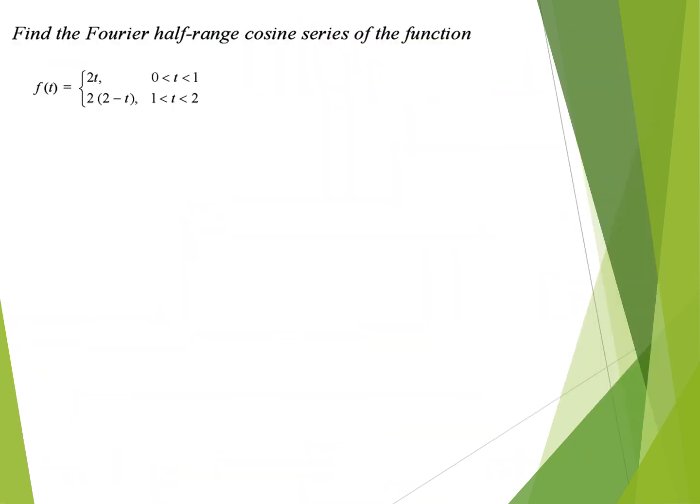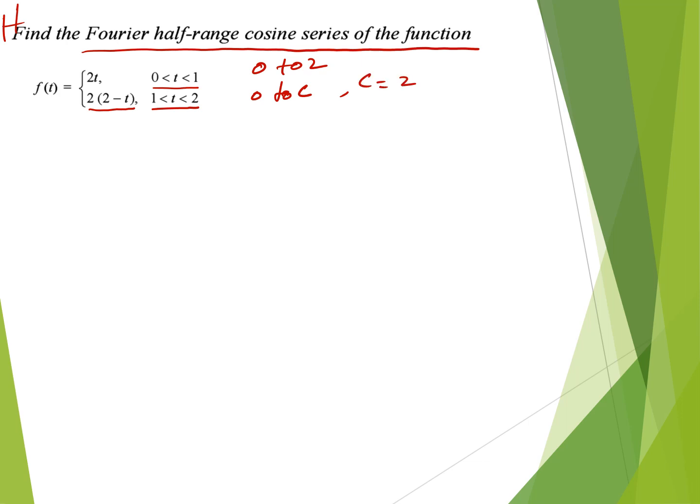Now one more question for cosine series. Next question is: find the Fourier half-range cosine series of the function f(t) is equal to 2t when the limit is 0 to 1, and f(t) is 2 into 2 minus t when the limit is 1 to 2. That means the interval is 0 to c, 0 to 2. So when we compare this with 0 to c, because this is the half range, the value of c is 2 over here.